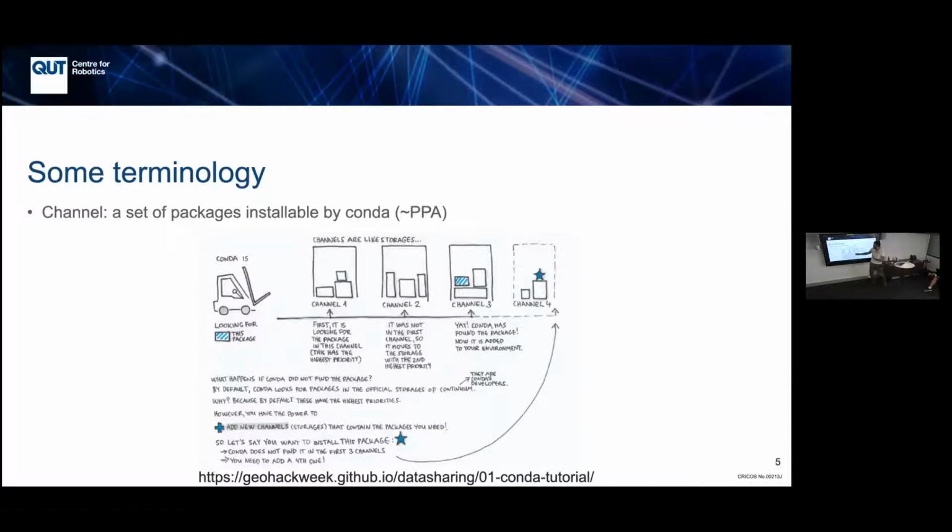And if a package is not available in that channel, you might resort to another channel to install that package. So for example, PyTorch has its own channel, so you can install PyTorch easily from there, rather than from the default channel that it comes with.